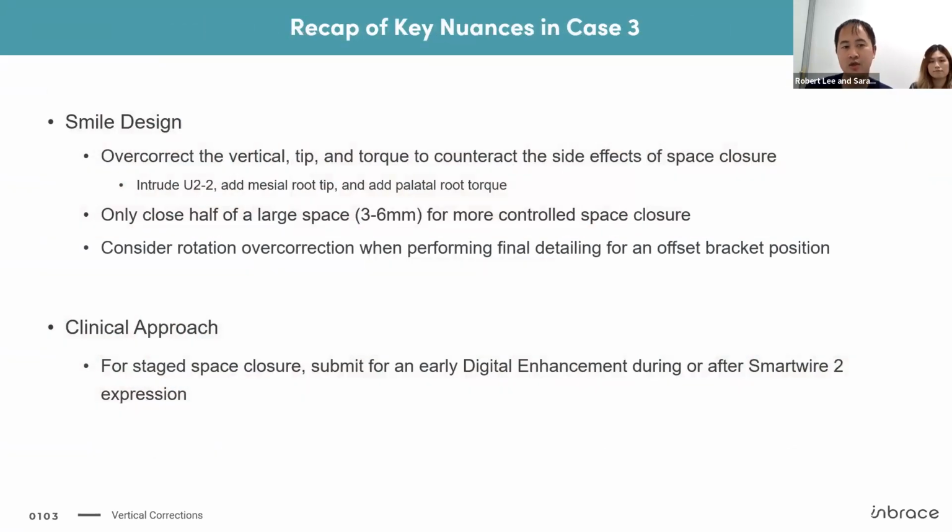So in this case, the nuances to keep in mind are that when you have deep bite plus space closure, particularly a large diastema, you're going to be looking at overcorrecting the vertical, the tip, and the torque to counteract all those side effects. The overcorrection for space closure, so the tip and the torque that I was discussing, is all covered by IFS if you do your early opt-in for IFS.